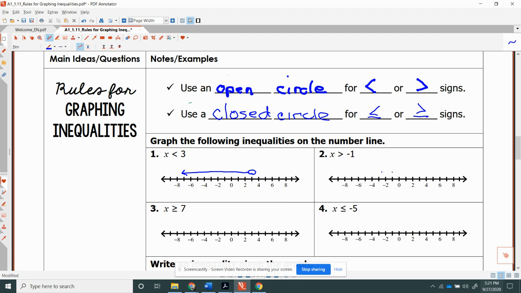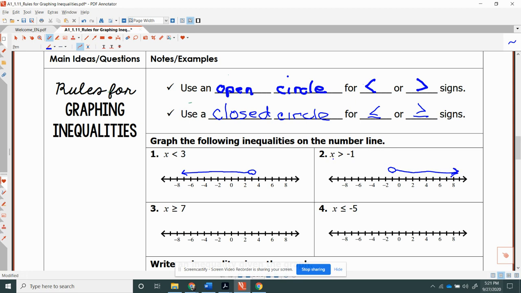So here we have x is greater than negative 1. So let's locate negative 1. Always locate the number first. Here's our negative 1, open circle. If x is greater, then we need to graph in the direction of the right.